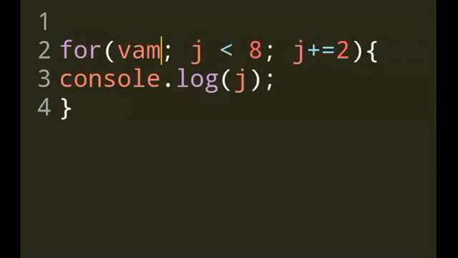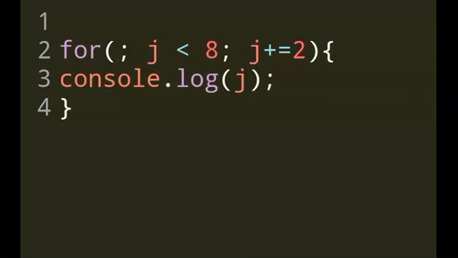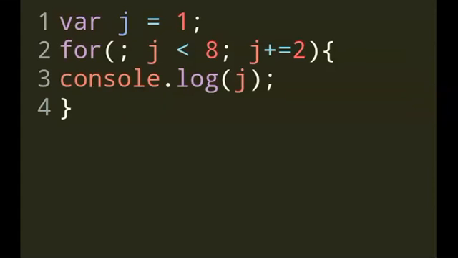The semicolon has to be there. That's the rule of the syntax. So I just write var j equal to 1 outside. Rest of it remains the same. And then check the result. It's the same, it doesn't make a difference. Just showing you different ways you can do it.